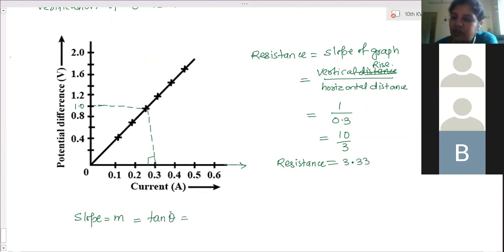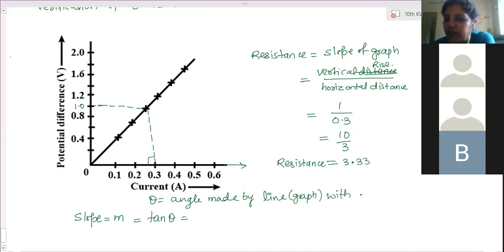So what is theta? Theta is an angle. The angle theta is the angle made by the line or graph with the current axis. Why do I keep on saying current axis? Because the angle has to be made with the current axis only. It is not necessary that current is always taken on the x-axis. It can be taken on the y-axis also. Sometimes, to confuse you, the value of current is taken on the y-axis. That's the reason I keep explaining current axis.